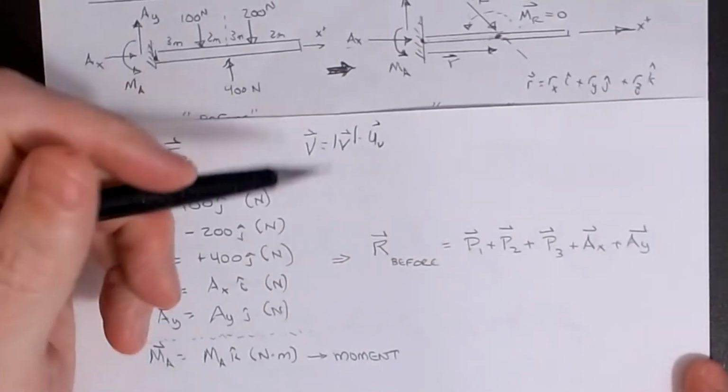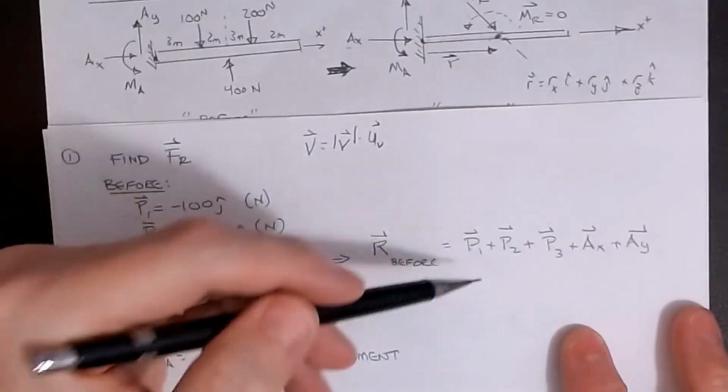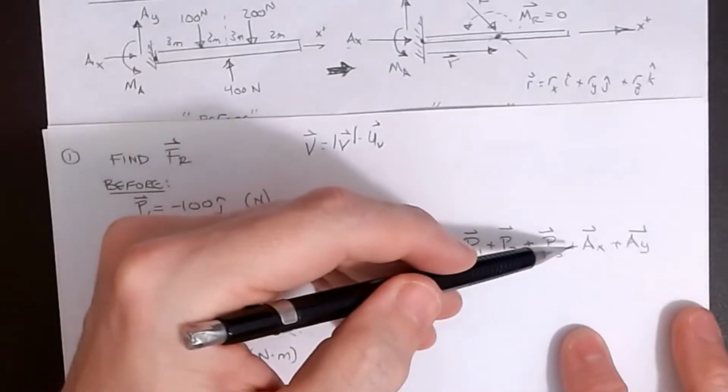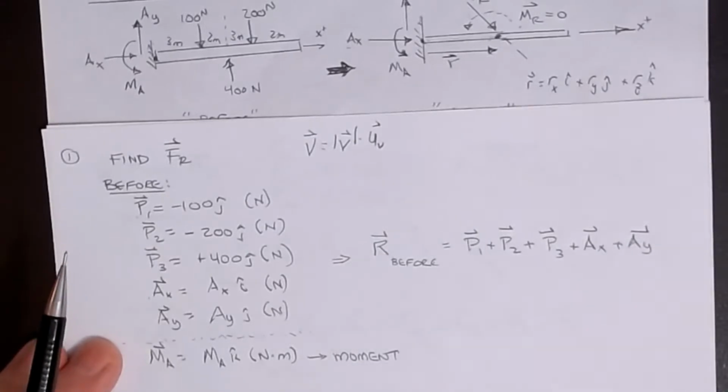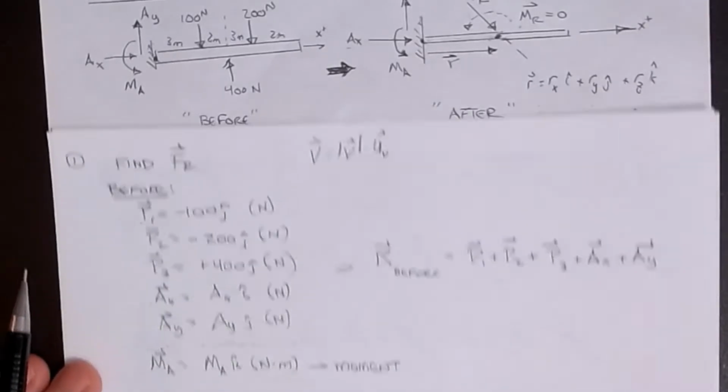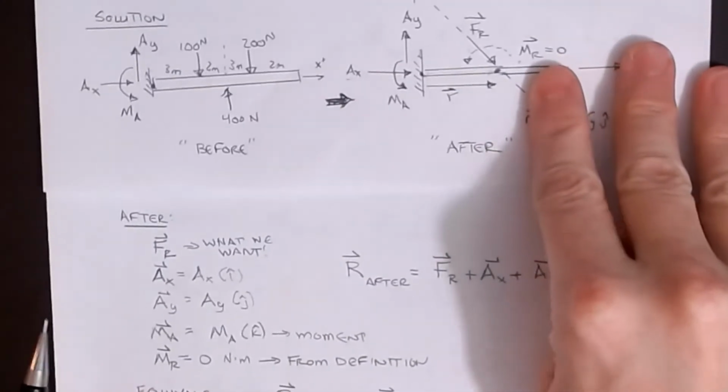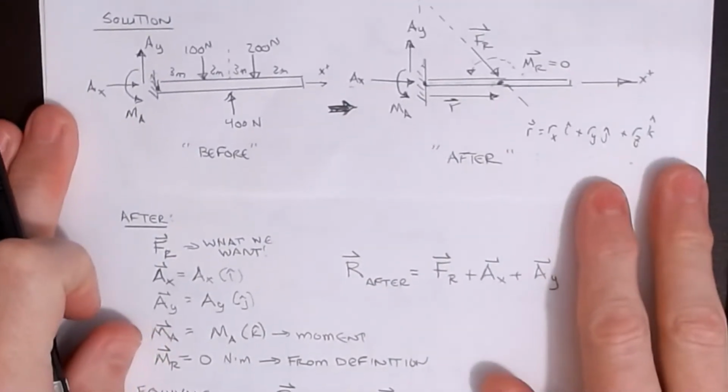Okay, so when I do that, the resultant of this is going to be P1 plus P2 plus P3 plus AX plus AY. It's a long expression, but not hard. You've done this several times now. Okay, so now let's go look at the after picture.